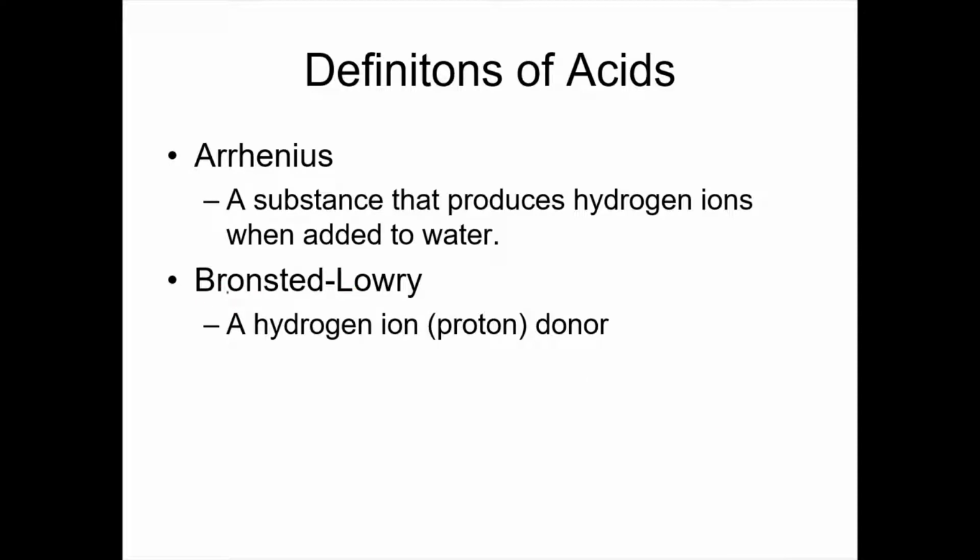The second definition here is what we call the Bronsted-Lowry definition of an acid. What is an acid? Well, these two scientists, chemists, came up with definitions of acids a long time ago. And according to Bronsted and Lowry, these were two separate scientists who came up with this about the same time, so they both shared credit for coming up with it. The definition is that an acid is a hydrogen ion donor, or sometimes we call it a proton donor.